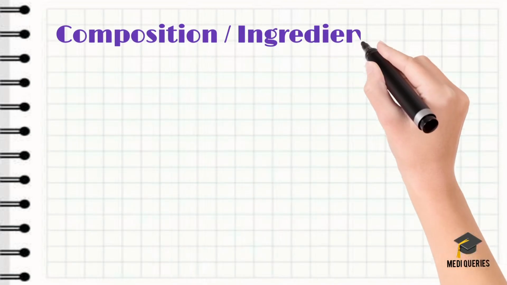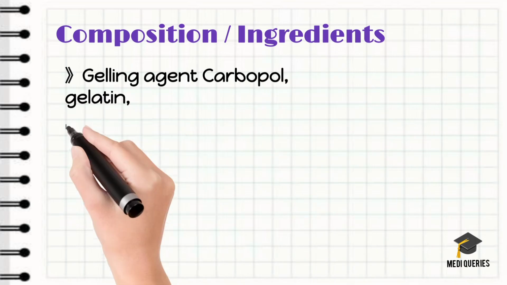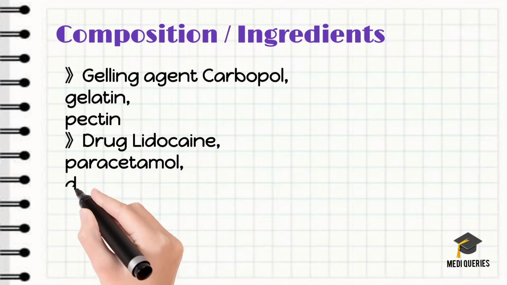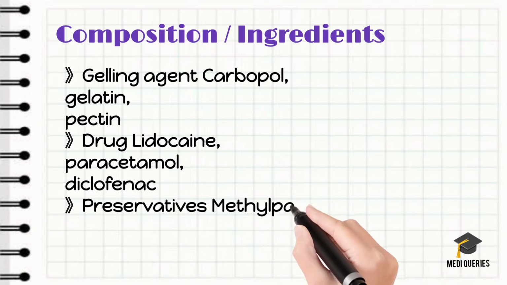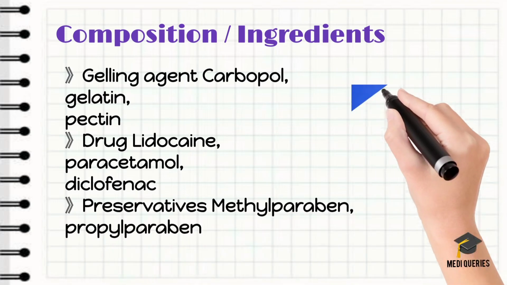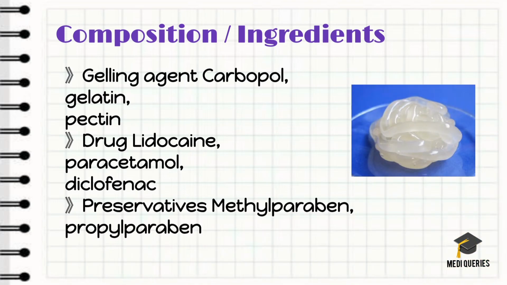And next one is the composition of jellies. The formulation of a jelly involves a precise composition of ingredients that together create a stable, effective and acceptable product. At its core, the active drug provides the therapeutic benefit and must be compatible with the rest of the formulation. The gelling agents such as gelatin, pectin, sodium alginate, carbopol and tragacanth are responsible for forming the gel structure by absorbing water and swelling.